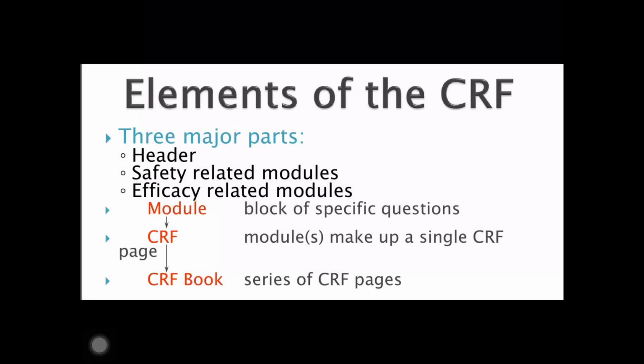Now, coming to the structure of a CRF, there are three main elements in a CRF: the header, the safety related modules, as well as efficacy related modules. The term module indicates a group of similar or specific questions. The term CRF indicates a single CRF page. A series of CRF pages makes up a CRF book, and one CRF book is completed for each subject enrolled in a study.